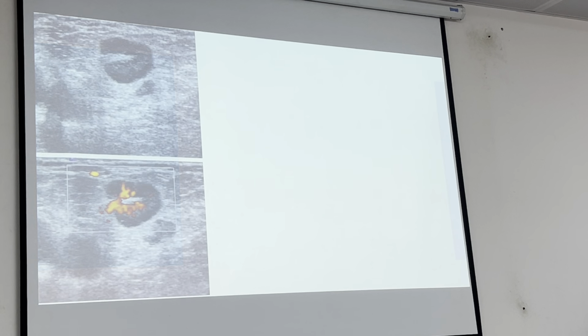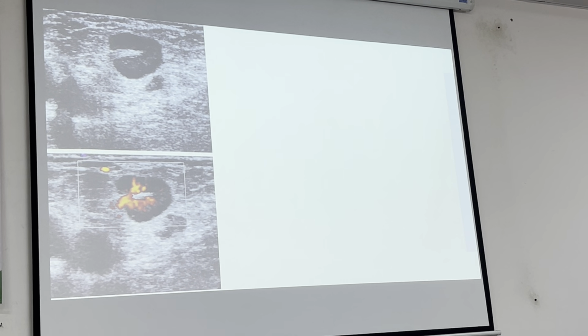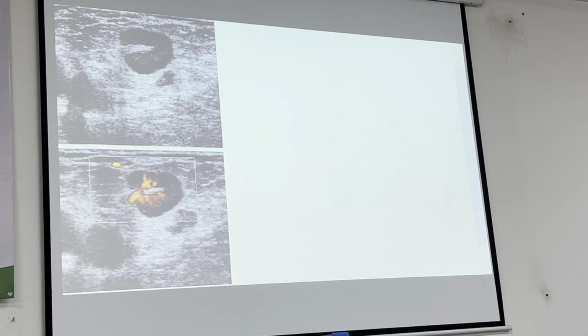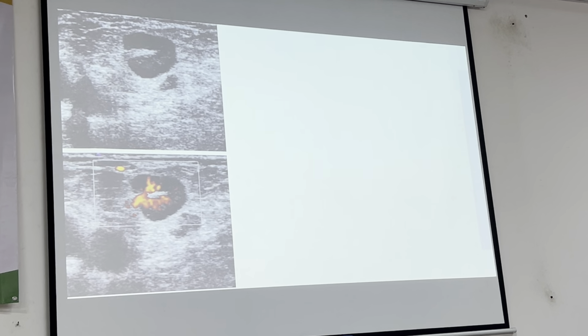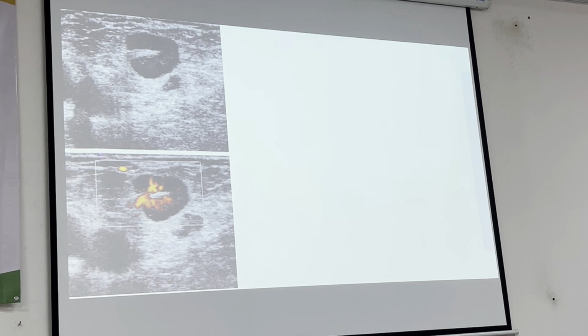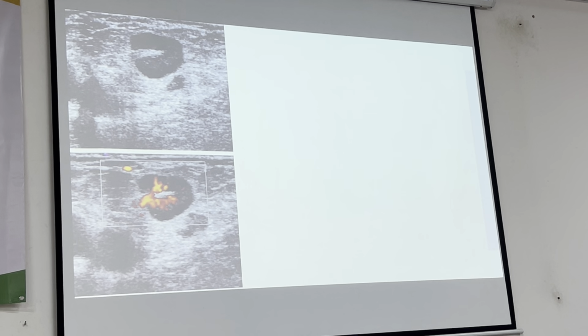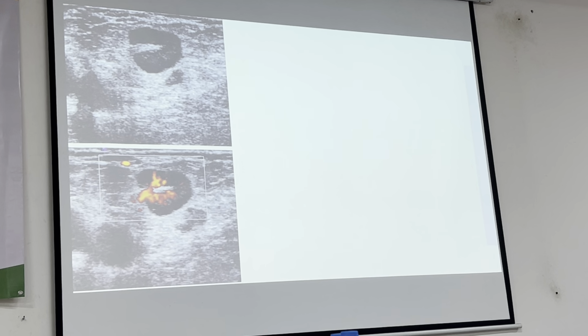Okay. So this next one, can anyone tell me what this is, what we're looking at on ultrasound? Ultrasound, yeah, okay, so this is a lymph node instead of an abscess.